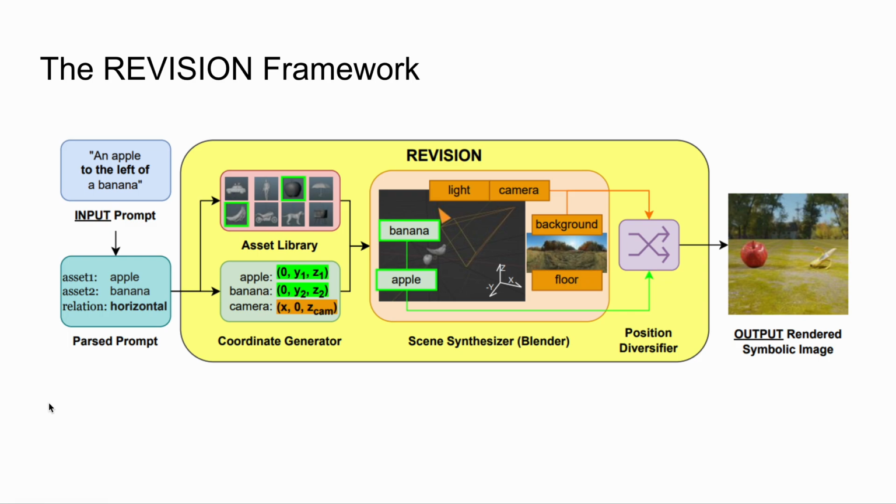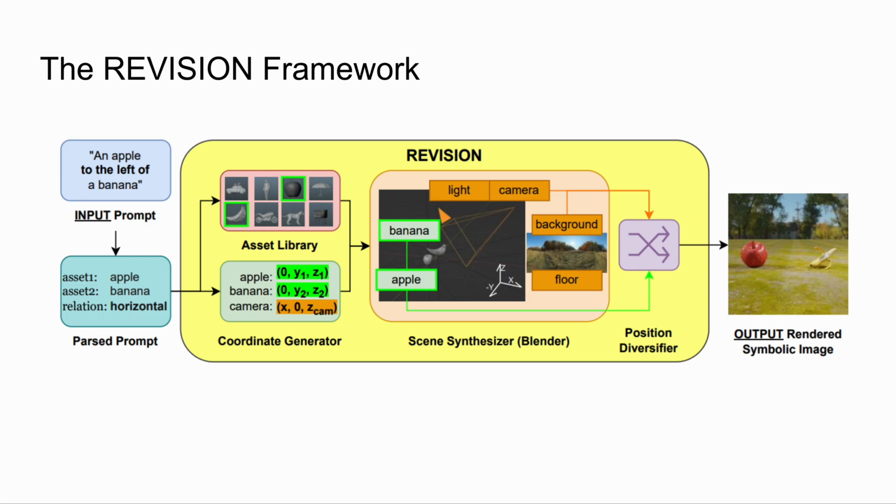The input prompt is parsed to extract the assets and the spatial relationship between them. The asset library includes a large human-inspected collection of 3D models of realistic objects with variations in texture and shape. The coordinate generator controls deterministic generation of 3D coordinates of the object and camera, given the object names and the extracted spatial relationship. The scene synthesizer assembles a 3D scene consisting of 6 main components: a camera, a light source, background, floor, and 2 objects.